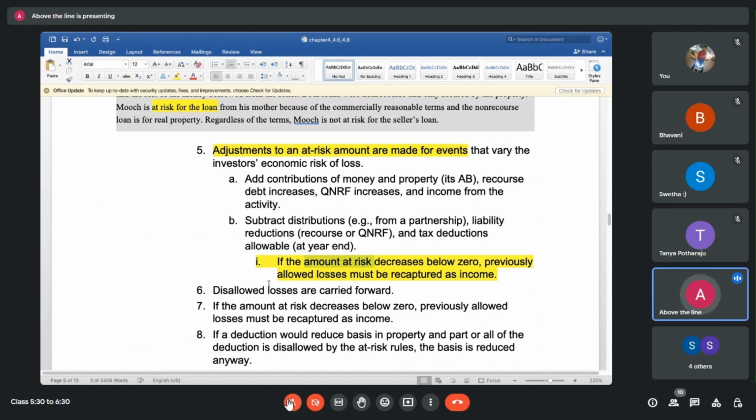Because what they're saying is previously allowed losses must be recaptured as income. So this year in the tax return, we'll have to put, okay, these are previously allowed losses. Probably the taxpayer took advantage of those losses last year, but now they're coming back as an income. Whatever advantage was given last year is all gone now.